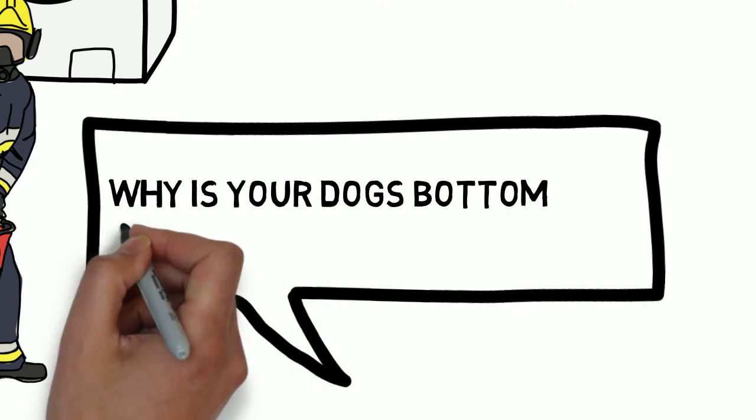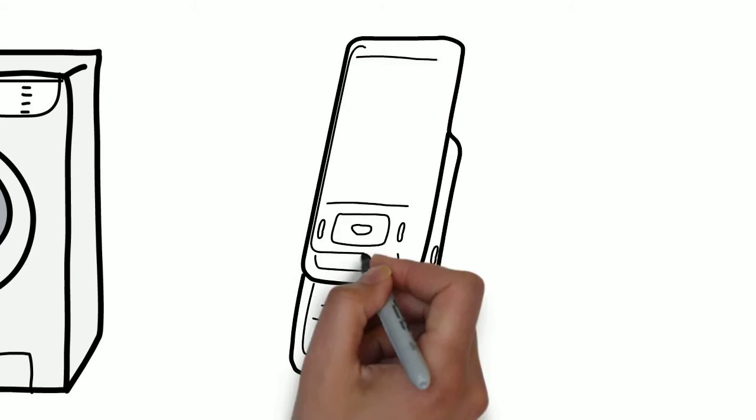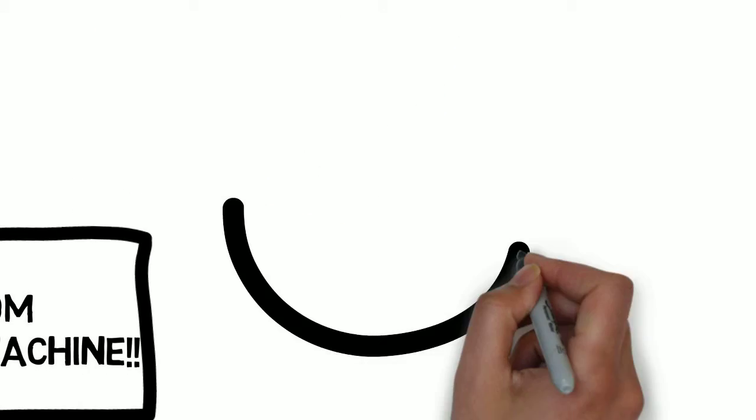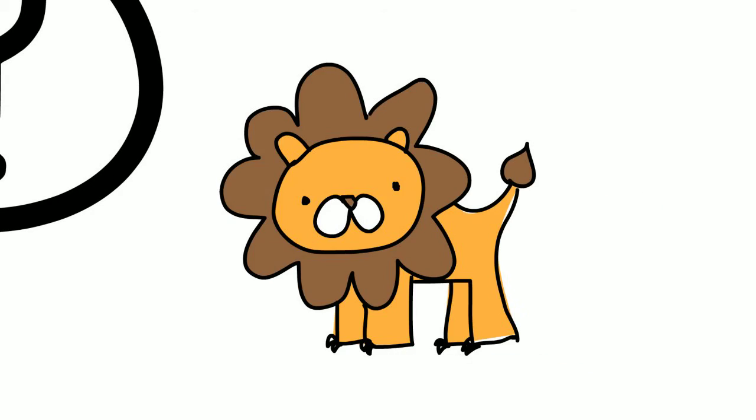"Why did I spend a second washing machine?" And then he has an ingenious idea, including two phones. But the question is, will the dog become a nice puppy, or will it stay an uncontrolled lion?